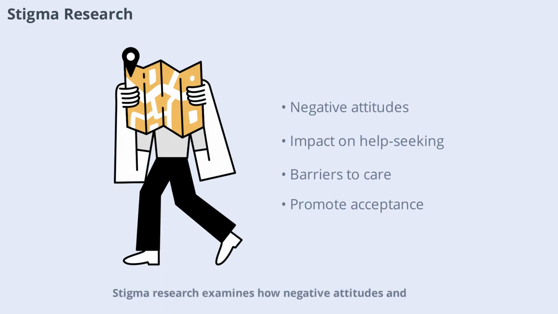Stigma research examines how negative attitudes and beliefs about mental illness affect individuals and society. Researchers use surveys, experiments, and qualitative methods to study the impact of stigma on help-seeking, treatment, and recovery. Understanding stigma is crucial for developing interventions that promote acceptance and reduce barriers to care in abnormal psychology.